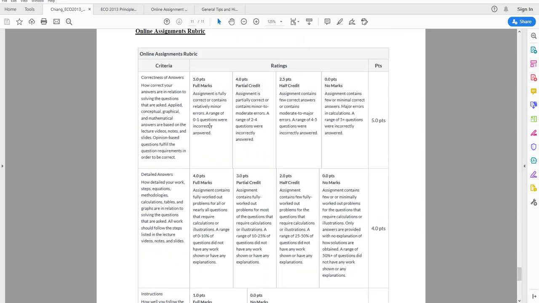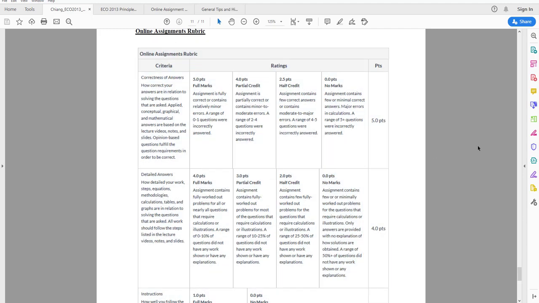I am interested in how correct your answers are and how detailed your answers are. You can have all the answers correct, but if you just provide me with the answers and you're not showing me any work, then essentially I'm not going to be very happy with that. So you're going to get 0 marks in terms of this second criteria.